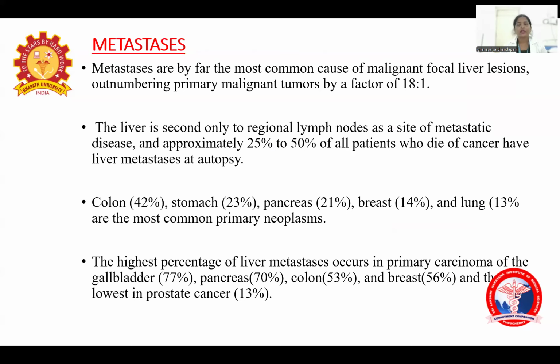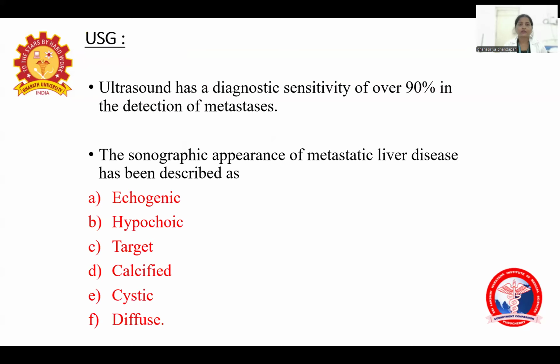Coming to the metastasis. Metastases are by far the most common malignant focal liver lesions, outnumbering the primary malignant tumors by a factor of 18:1, because the liver is second only to the regional lymph nodes as a site of metastatic disease. Approximately 25 to 50% of all patients who die of cancer have liver metastasis at autopsy. The common primary neoplasms that metastasize to the liver are the colon, stomach, pancreas, breast, and lung. The highest percentage of liver metastasis occurs in primary carcinoma of the gallbladder, pancreas, colon, and breast, and the lowest occurs in prostatic cancer.